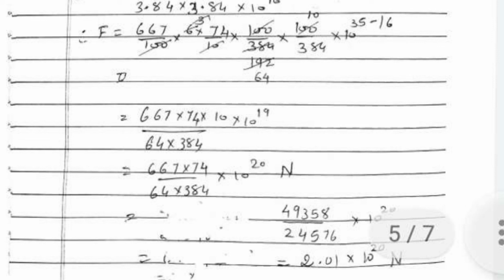Now children, here actually you are going to do the division. When you do the division, you will get an answer of 2.01. So the answer comes out to be 2.01 into 10 raised to 20 Newton. So here the answer, if we round up, is 2 into 10 raised to 20 Newton.